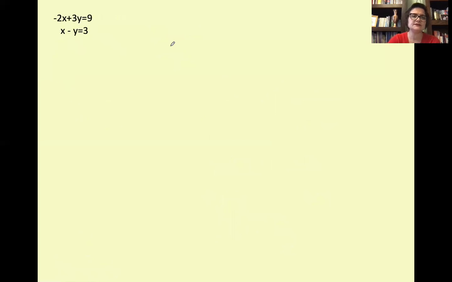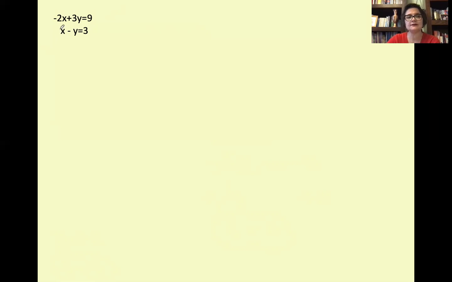Right, how about this one here? It says minus 2x plus 3y equals 9, x minus 1 minus y equals 3. Now, the x's and y's on both of them are negative. Now, which one would be easier to change to? Remember, both of them should be positive. Both of them should have the same coefficient.